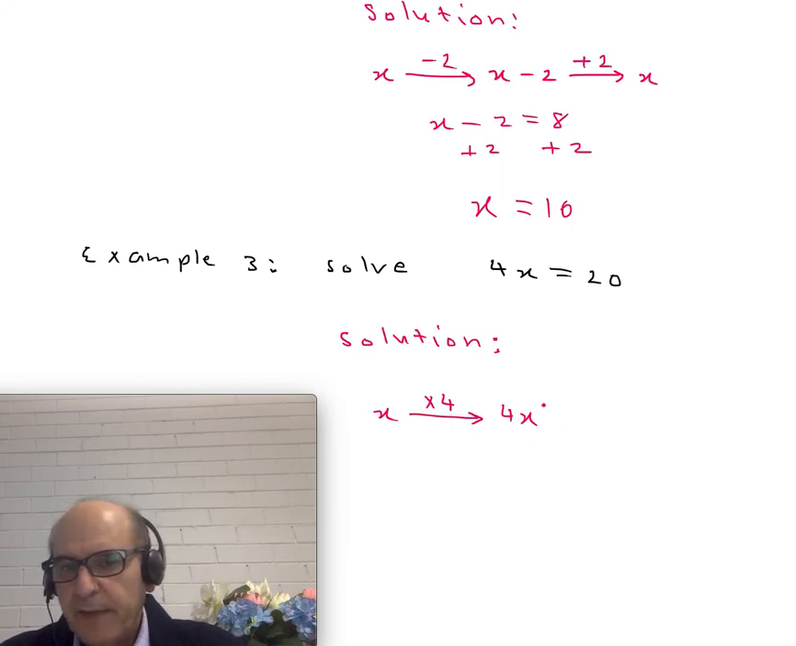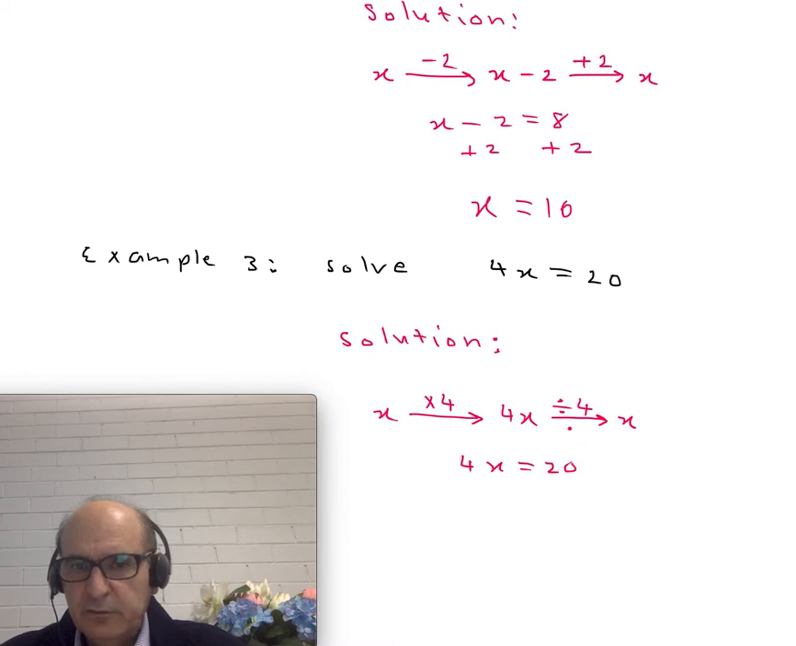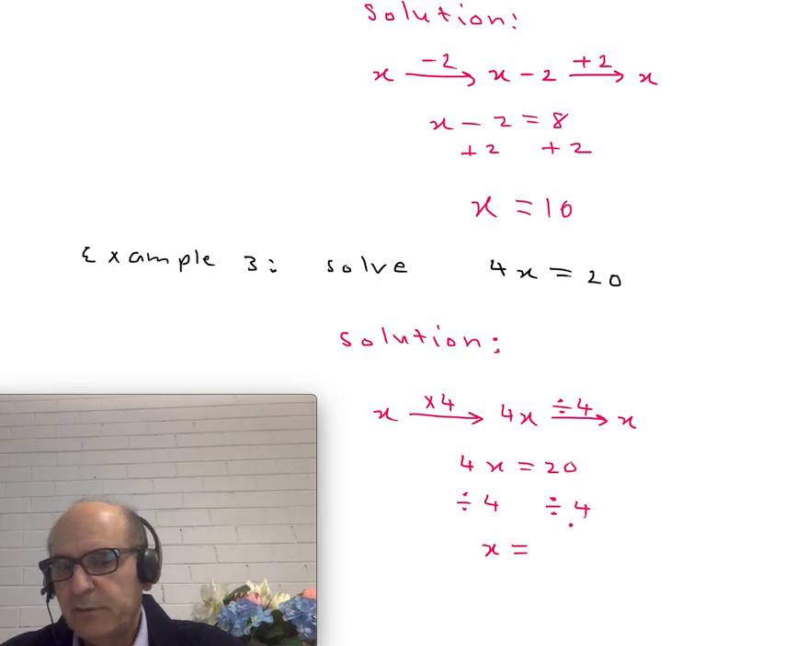Now I want to go back from 4x back to x. And because it's been multiplied by 4, I need to do the opposite operation, which is divide by 4. This now guides me as to what operation I need to do on my equation. So I write my equation again, and I do this operation, which is dividing by 4. But I've got to do it to both sides. So 4x divided by 4, x has been multiplied by 4, so you go back to your original value, which is x. 20 divided by 4 is 5, and that is your solution.